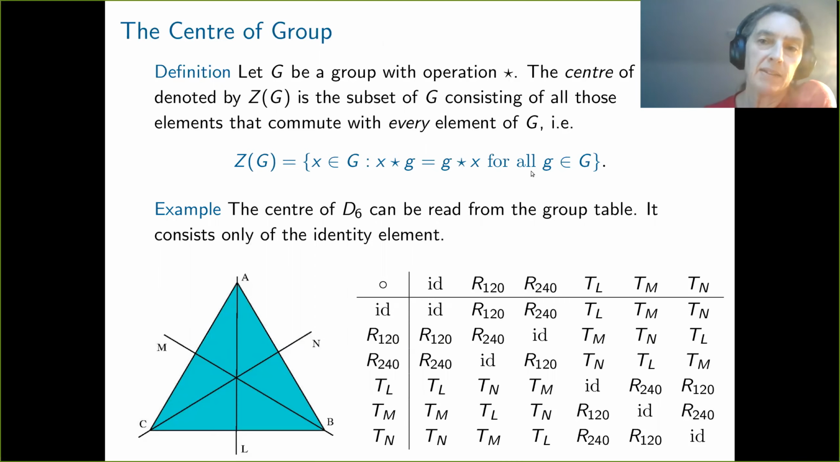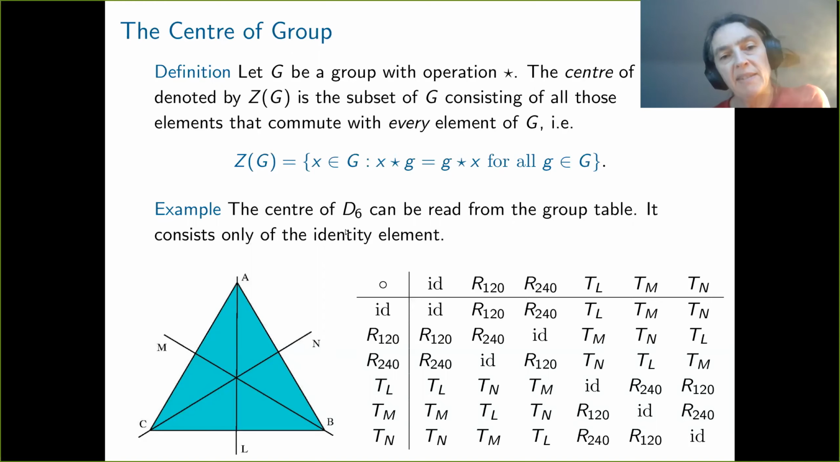So that's the definition of the center. It's the set of those elements in a group that commute with everything. If the group has a very large center, it means lots of things commute with everything, so the group is close to being commutative in some way. If the group actually is abelian, then the center is the entire group, because everything commutes with everything else. Okay, so just a few examples.